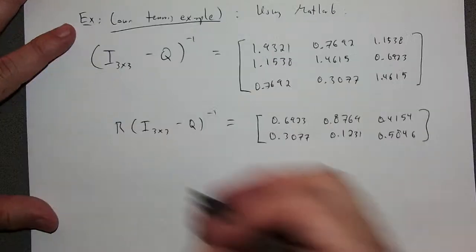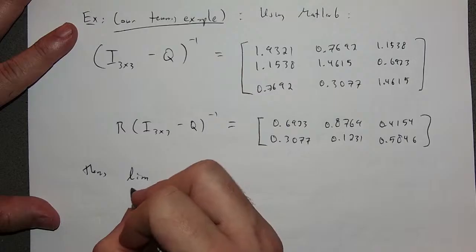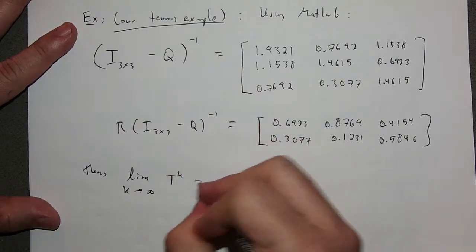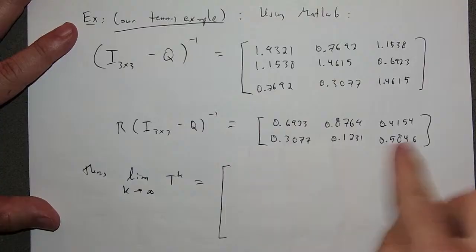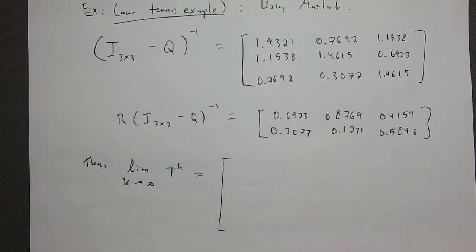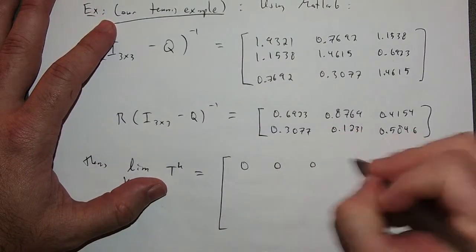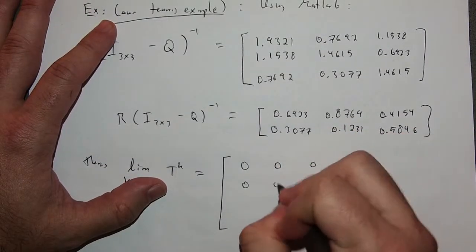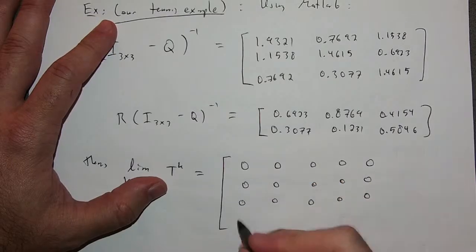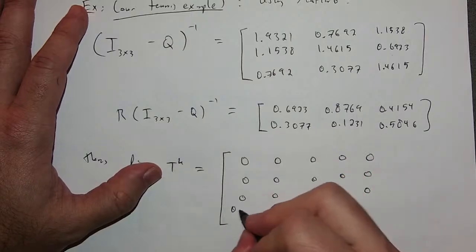So then what is the limit as k goes to infinity of t to the k? I'm going to put it in the matrix, although all you need is here. But I'm going to put it in the matrix to show you what this means. So everything is zeros to the last two rows. Then we have this thing. Just going to copy.